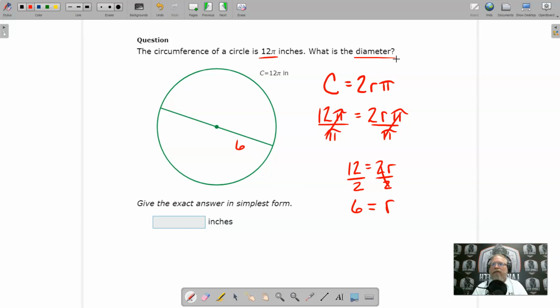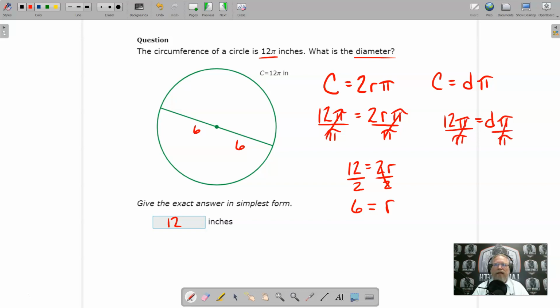But they want to know what is the diameter. So if the radius is 6, then this must also be 6. So altogether, it is 12. Now, some of you are probably thinking, wait a second. What if I just use circumference equals diameter times pi? And then I plug in 12 pi for the circumference equals d pi, divide both sides by pi.